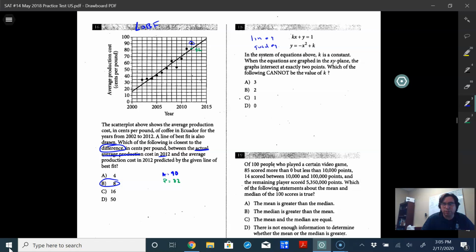It says, in the situation above, k is a constant. When the equations are graphed in the xy plane, the graphs intersect at exactly 2 points. Which of the following cannot be the value?